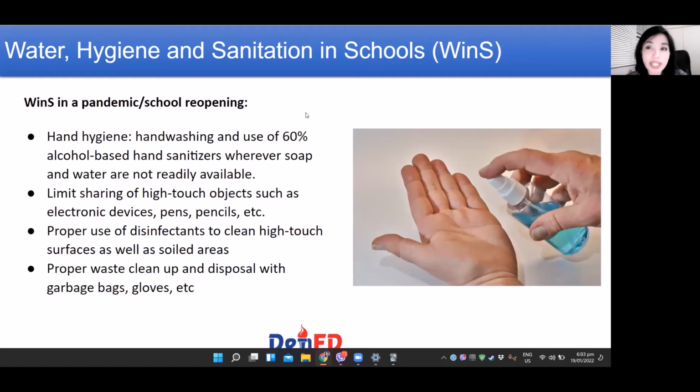In the context of a pandemic and school reopening, we should promote hand hygiene as much as possible. This is in terms of the use of proper hand washing and the use of 60% alcohol-based hand sanitizers whenever soap and water are not readily available. We should also limit the sharing of high-touch objects like electronic devices, pens and pencils, and other things. Proper use of disinfectants to clean high-touch surfaces and soiled areas. And proper waste cleanup and disposal with garbage bags and gloves.